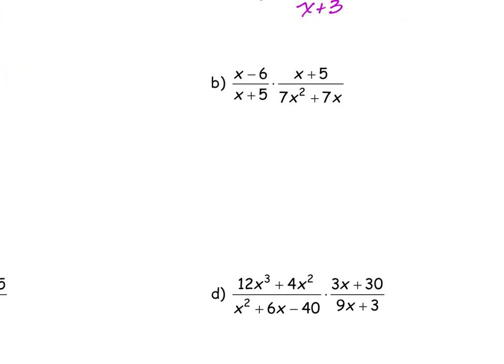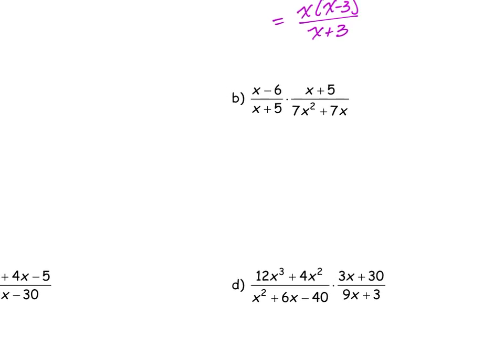And then kind of the same thing on B. If you look at B, it's got an x plus 5 on the top and the bottom. I do have to factor this one. If I factor out a 7x, I get left with x plus 1. And that's what becomes there. And then I can make ones. So the x plus 5 goes away. And what I get left with is x minus 6 times 7x times x plus 1. Done.